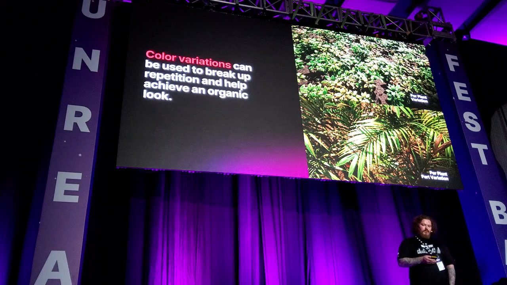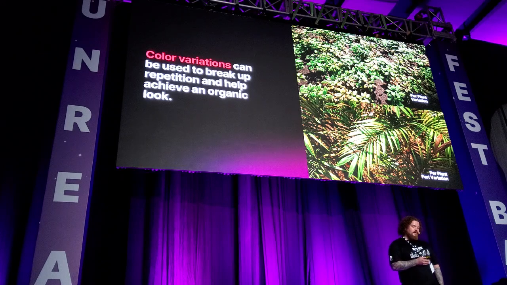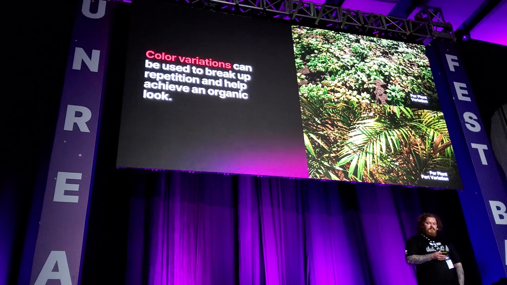Variation can now work on a global level, per plant and per part. It's a bit hard to see maybe here, but I'll also go through it in the demo. It can just help break up the variety in the world and make it look more unique.